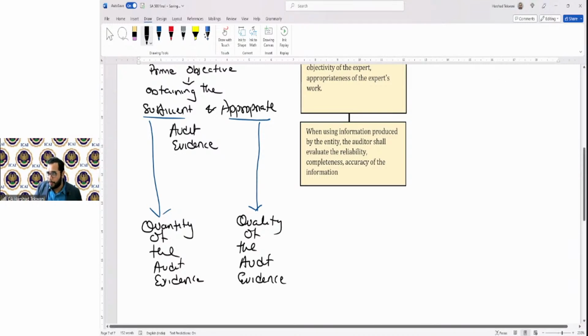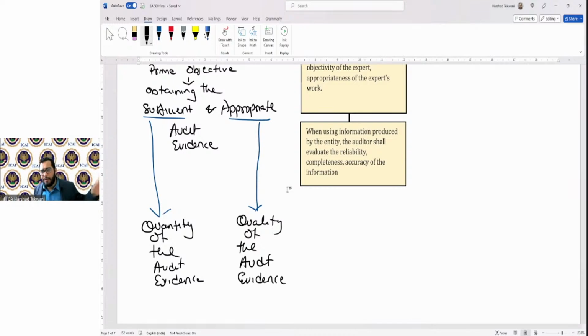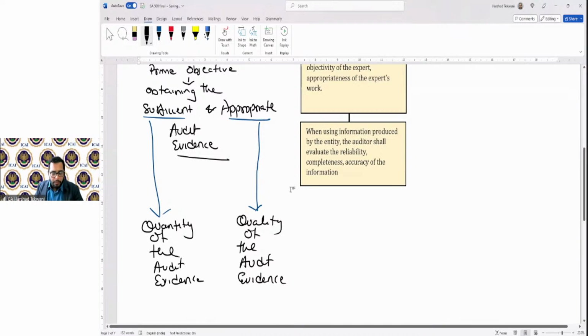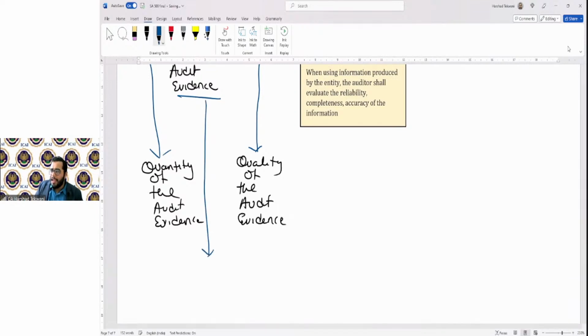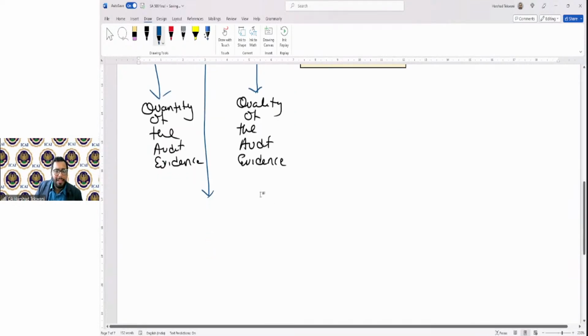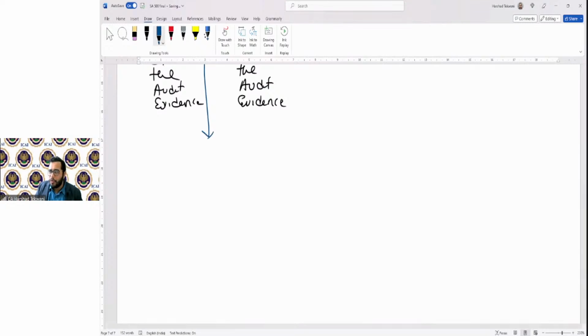Now, a very important thing. The important part is the audit evidence. What do you mean by audit evidence? I know I need to have quality, I need to have quantity, but what is audit evidence? So when I talk about audit evidence, it is the information that is being used by the auditor. It's the information that is used by the auditor in arriving at a conclusion.